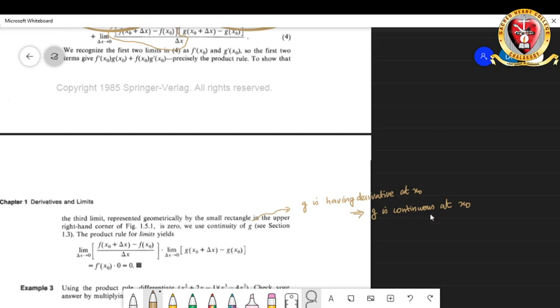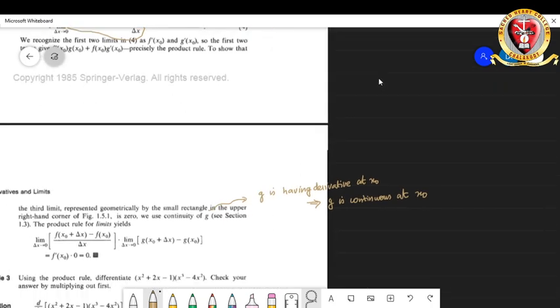And since g is continuous at x naught, this term will be equal to 0 because it is continuous at x naught. So you have the third term to be f dash of x naught into 0, equal to 0. You can either talk about it in the geometrical way, saying that the smaller rectangle's area tends to 0, or you can use the properties of the limits and the continuity of g to say that the third term is 0.